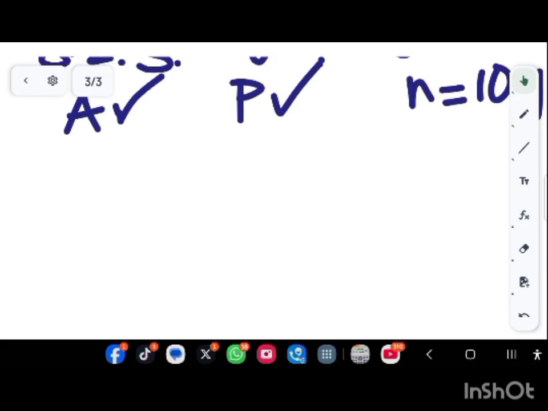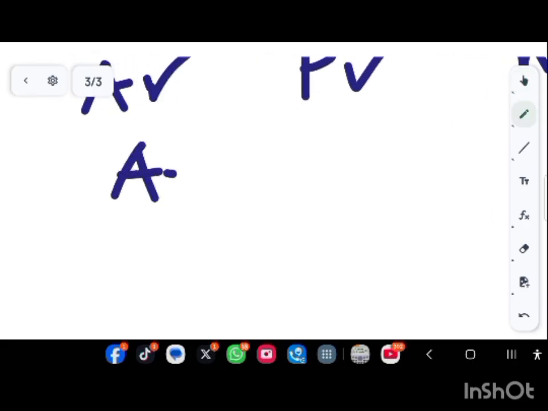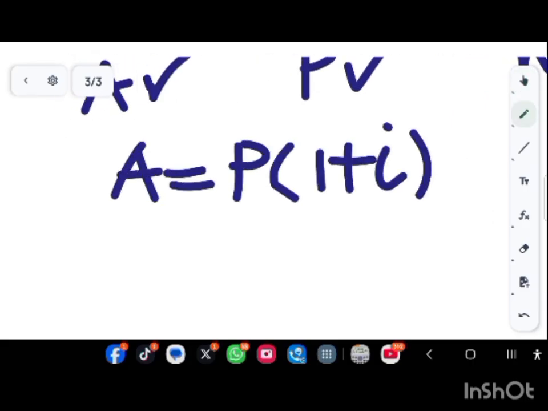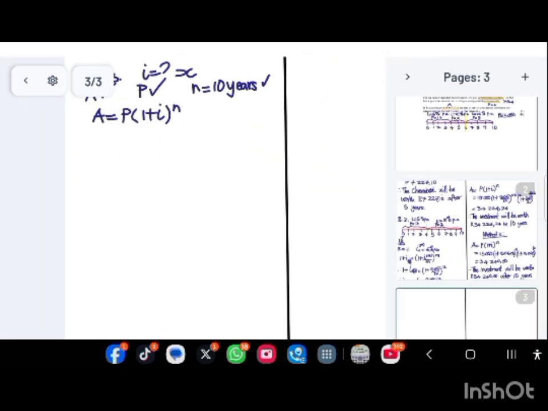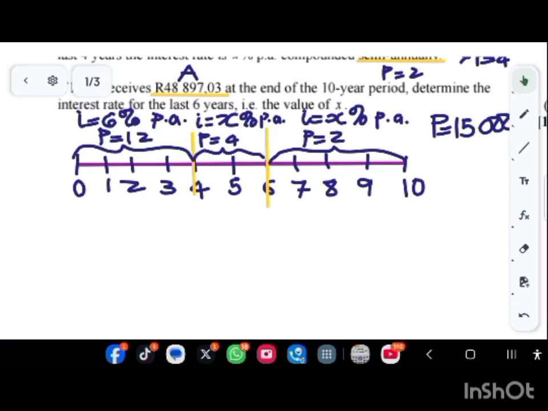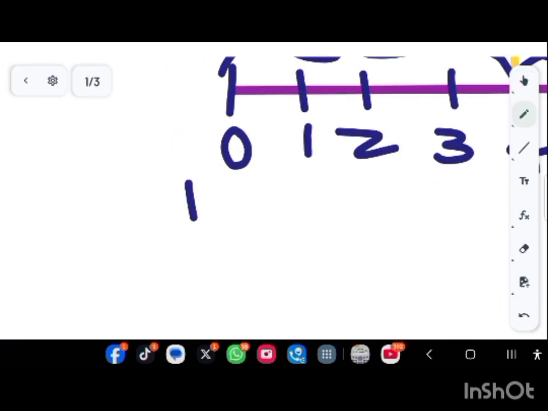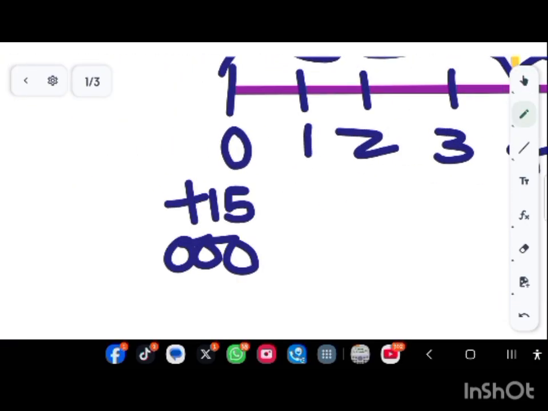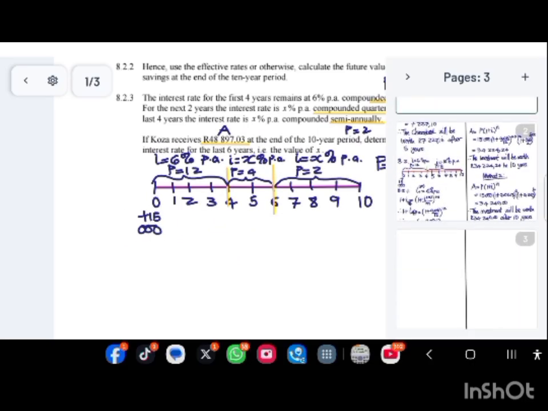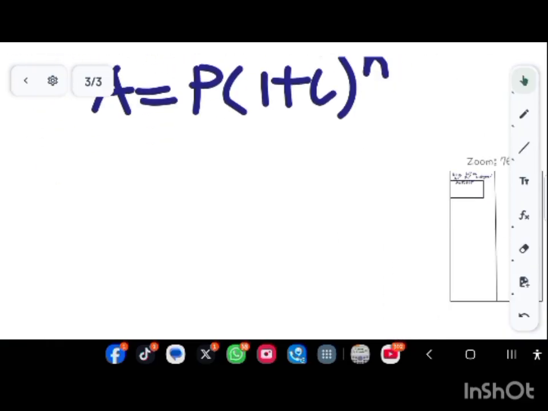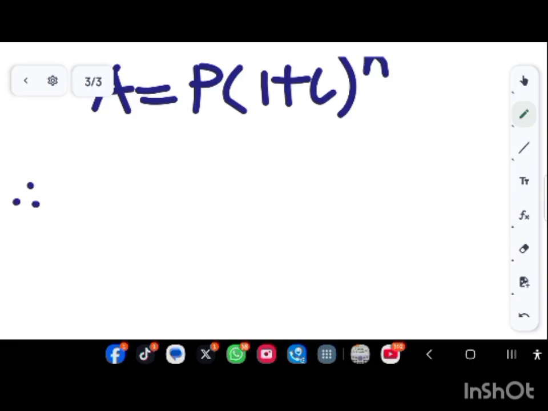So we're going to be using the compound interest formula. We don't have any extra deposits or withdrawals in this period, so it's only that deposit of 15,000 rand at the beginning. So let's count that. It's only this deposit at the beginning of the year.